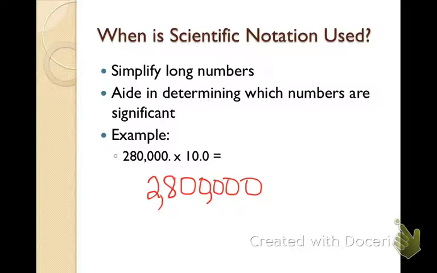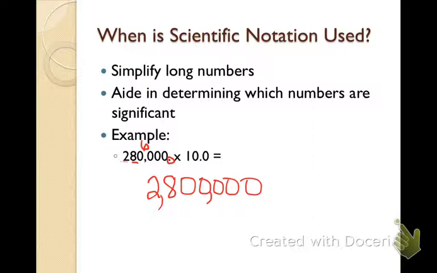So now we have to figure out which numbers are significant. Don't forget the rules for multiplication and division. You're going to figure out which one has the least number of sig figs and just use that many sig figs. So let's count them up. The 2 and the 8 are definitely significant, and the zeros are only significant if there's a decimal point anywhere in the number. Well, in this case, there is. So there's going to be 6 sig figs here.